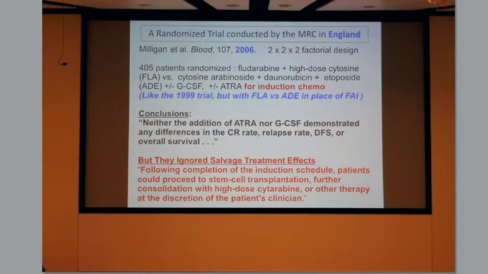And basically what they did was run the trial like we did, but instead of using the fludarabine, ara-C, and idarubicin, they randomized between these two other combinations. And when they got done with their whole great big Me Too trial, as I call it, they concluded, quote, "neither the addition of ATRA nor G-CSF demonstrated any difference in the CR rate, relapse rate, disease-free survival, or overall survival." I'd say it in a British accent, but my British accent isn't very good.